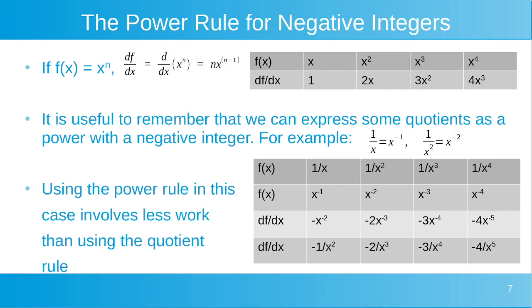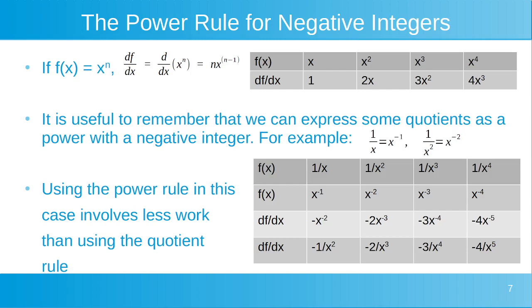If for a function f of x is equal to x raised to the power of n, then our derivative df dx is going to be equal to the derivative of x raised to the power of n with respect to x. And according to the power rule, that will be equal to n times x, where x is raised to the power of n minus 1.